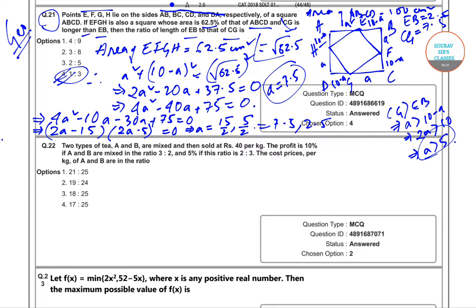Now let's go on to the next question. Question number 22. This is a question which is based on the concept of ratio and proportion.